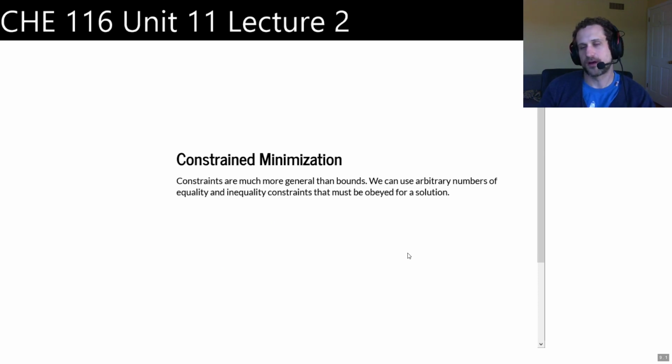So we just saw how to do one-dimensional bounded root finding, and we saw how to do multi-dimensional bounded minimization. And those approaches just allowed us to put constraints on where our x values were, like what is the domain of the function we're minimizing or root finding for. Now, constraints are much more arbitrary. Constraints define arbitrary equalities or inequalities that must be obeyed for it to be considered a solution.